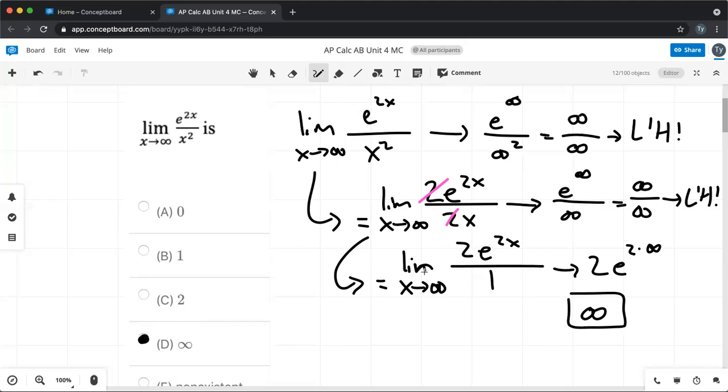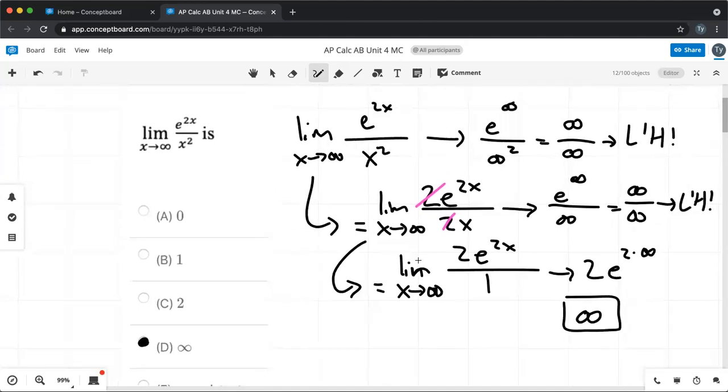If you didn't want to do all that, there's a little trick here. Although this doesn't take too long, so if you're unsure about this trick, I would say just do L'Hopital's rule, but an exponential grows faster than any quadratic or any power. So if we have a polynomial, it doesn't matter what the power is, it's always going to grow slower than an exponential. I'm not going to focus too much on that here. Okay, so moving on to the next one.